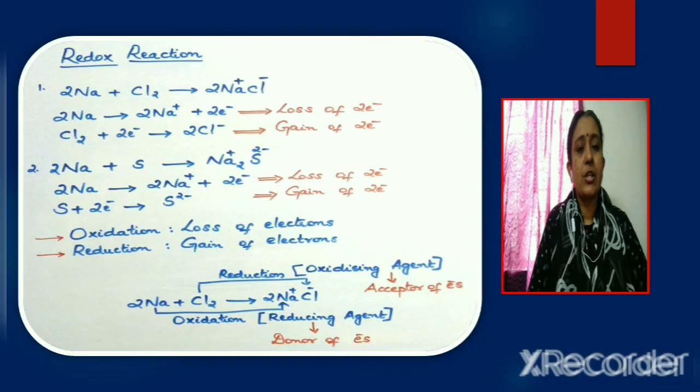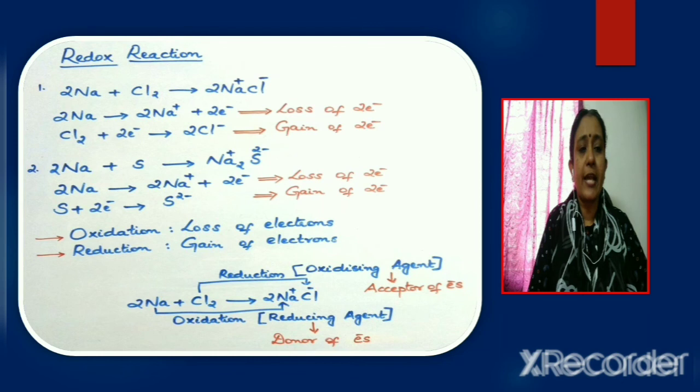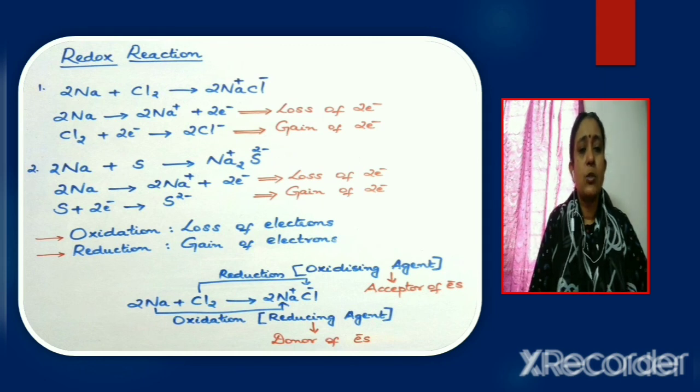Oxidation and reduction reaction can also be defined in terms of loss and gain of electrons. For example, consider the equation 2Na plus Cl2 gives 2NaCl. This reaction can be written as two half reaction equations. 2Na gives 2Na+ plus 2 electrons, and Cl2 plus 2 electrons gives 2Cl minus. We know that one sodium atom loses an electron and changes to sodium ion. So if we start with 2 sodium atoms, there will be loss of 2 electrons. So this process which involves loss of electrons can be called oxidation reaction.